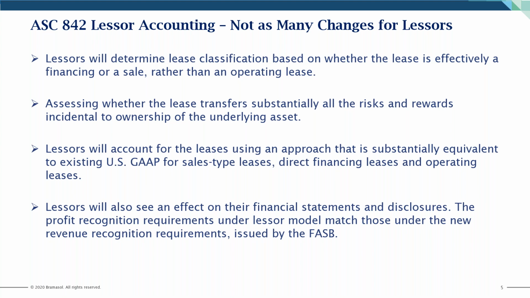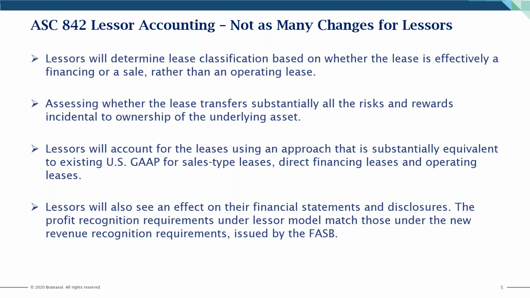So essentially, ASC 606 has really kept the accounting for sales type leasing, direct financing leases, and operating leases. There is some effect on the financial statements and disclosures. There's a new profit recognition requirement that will require lessors to take a different approach when it comes to classifying these leases, whether it's a sales type or a direct financing type lease. And we'll talk about those in a few minutes.